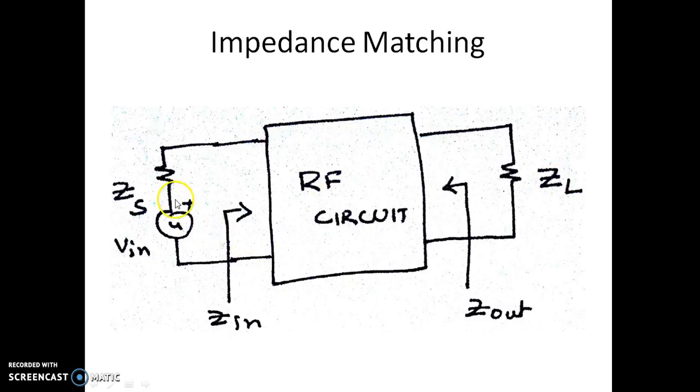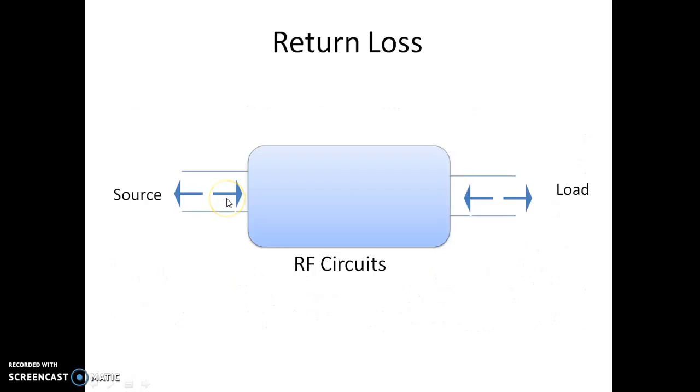If Zin is equal to Zs, then the entire voltage will reach here, so there will be no reflections. If Zs and Zin are not equal, then we'll end up with some reflections that will reflect back to the input. The same thing happens over here. This load has to take all the signal. Suppose the impedances are not matched, it will not accept everything, it will reflect something back. So we're going to have reflections at the output port as well as at the input port.